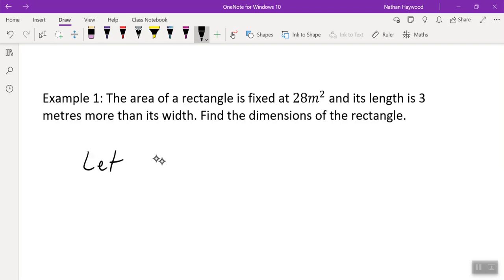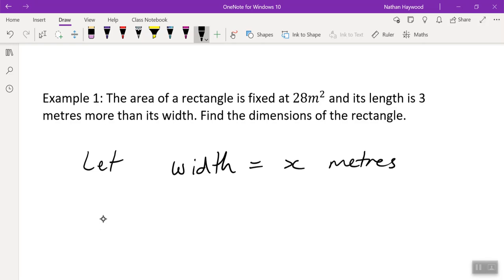First step, let width equal x. I should probably actually write the word. Width equals x meters. Okay? All right, so we've written down what the variable is equal to. Any thoughts what we do now? Write an equation. Very good. What's an equation related to this problem?